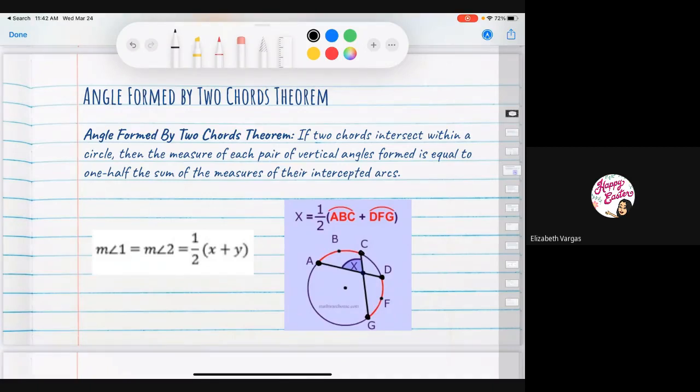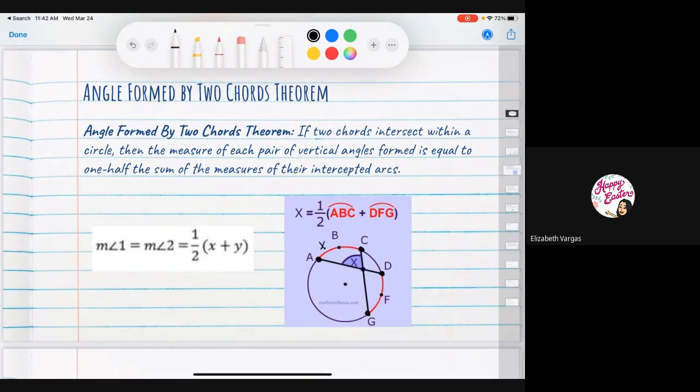So basically what this means is that the intercepted arcs of these two chords that intersect is this one right here, ABC, and this one right here, DFG. So those are the two intercepted arcs of those chords that intersect to form angles. This intercepted arc right here and this intercepted arc right here.